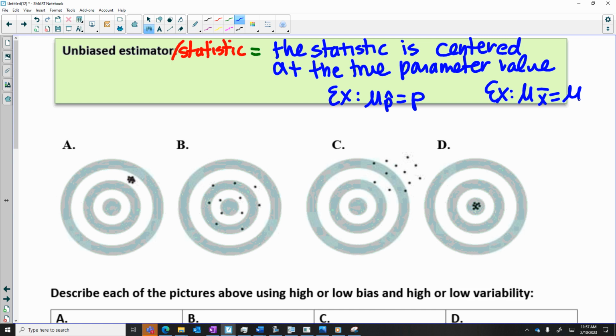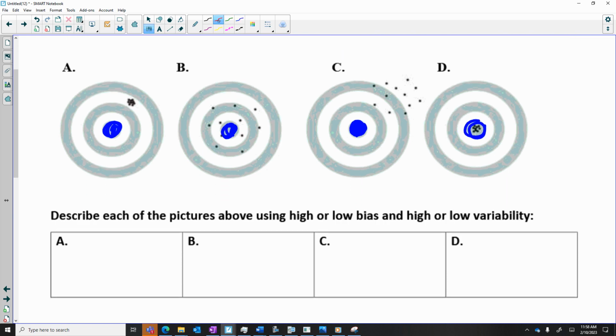So basically I want you to think about unbiased as like a bullseye. If you are centered at the bullseye, you're centered at the true parameter. So picture these bullseyes, the center is the true parameter. And if it's in the center, it's centered at the true parameter. And if it's off to the side, it means that the statistic is biased, okay? So letter A, you see it's not centered at the center, so it is biased. It is highly biased because it's not centered at the true parameter, it's off to the side.